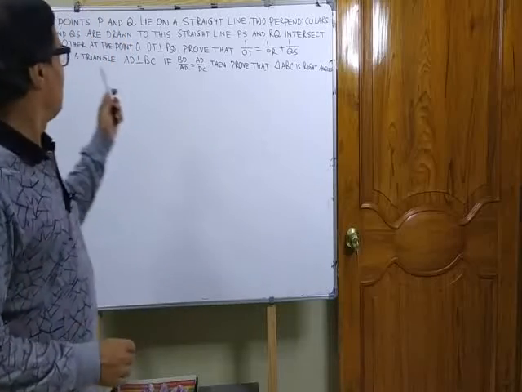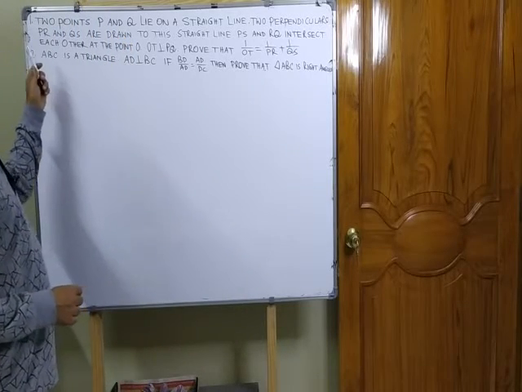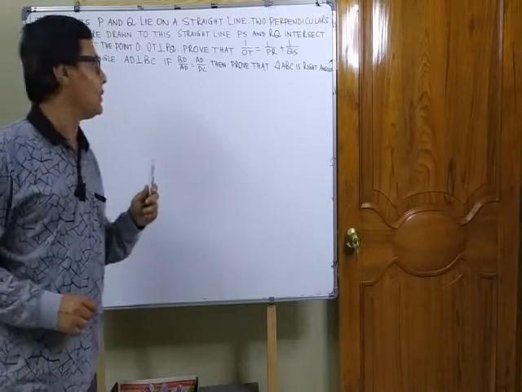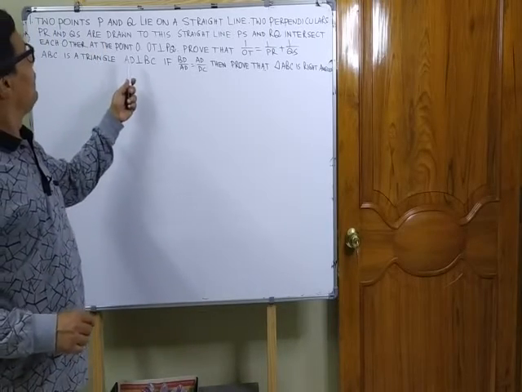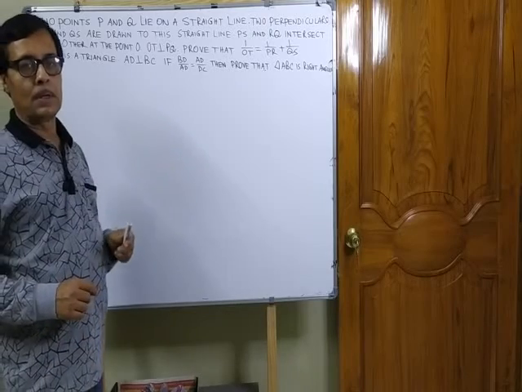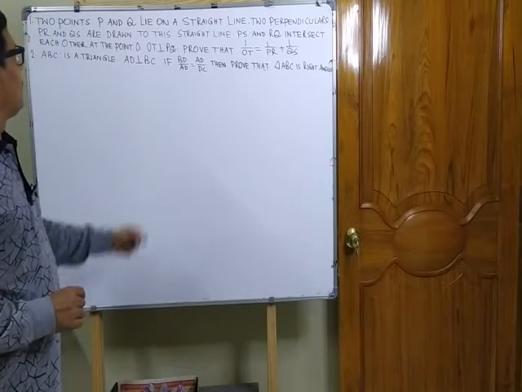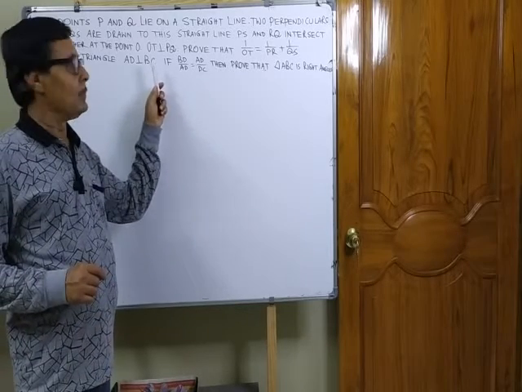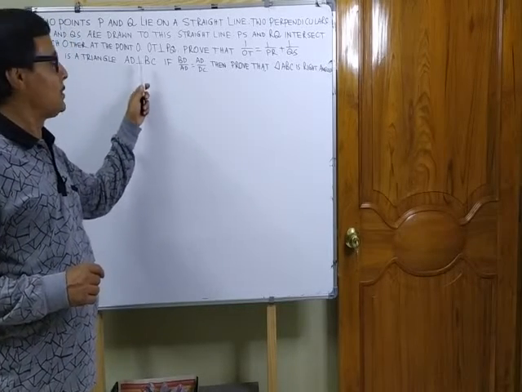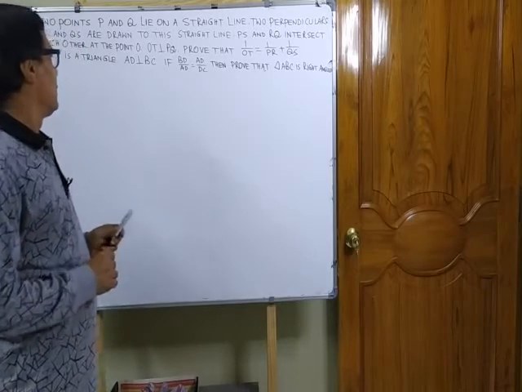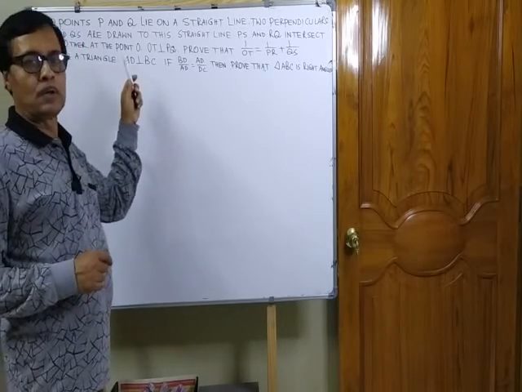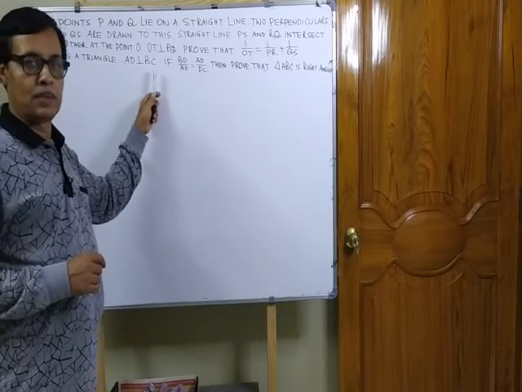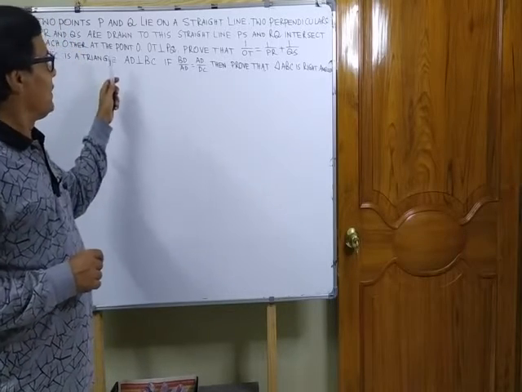Now we shall solve the second problem. Here the second problem is that ABC is a triangle and AD is perpendicular to BC, that is, a perpendicular drawn from the vertex A to the side BC of the triangle ABC.